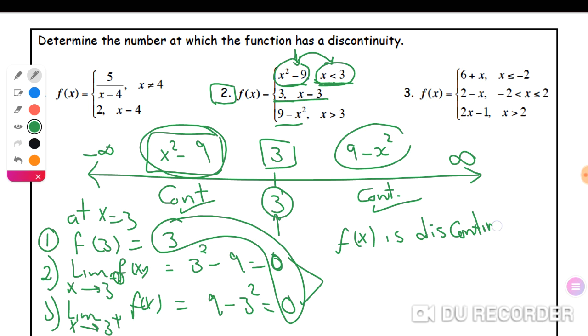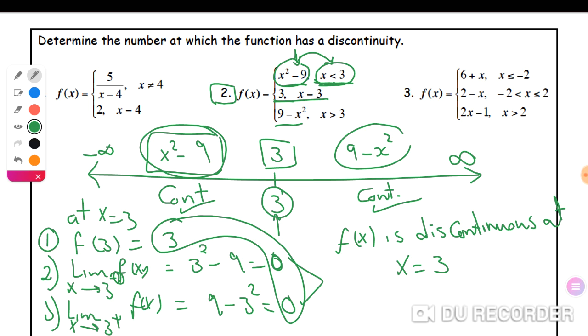not continuous at x equal what? 3. Because he asked me to determine the number at which the function has a discontinuity. At x equals 3, the function is not continuous, or discontinuous.